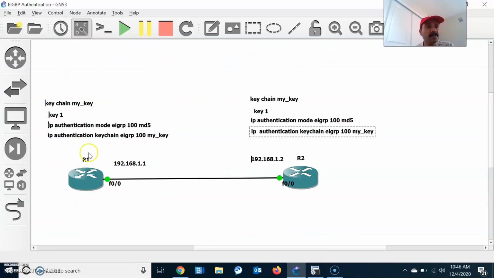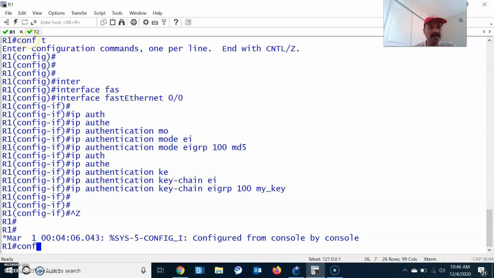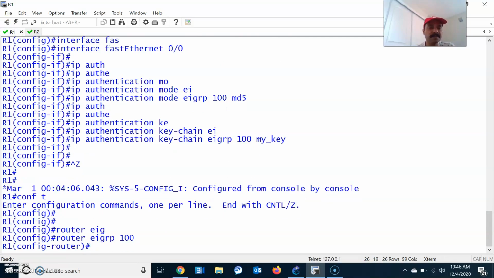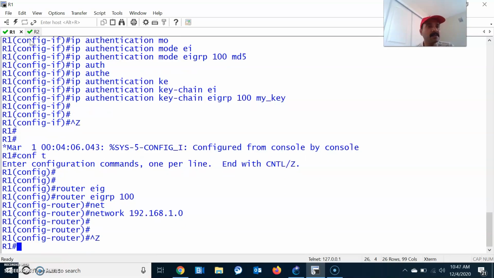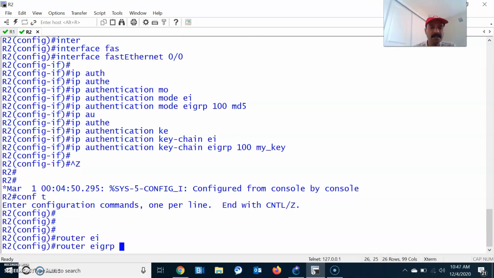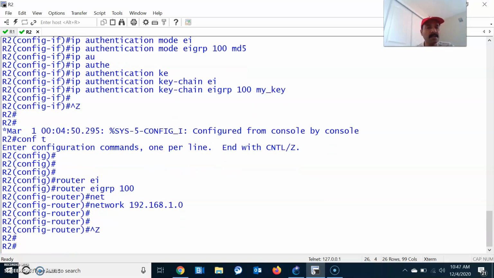So I defined everything on both R1 and R2. We defined the keychain, key 1 and the key string, and I defined the authentication mode and the authentication keychain on both R1 and R2. Both these key values should remain the same for establishing the neighbor relationship. Now let us enable the routing protocol EIGRP. Router EIGRP 100 and the network is 192.168.1.0. Similarly, go to R2, go to configuration mode, router EIGRP 100 and the network is 192.168.1.0, right? I already defined it.